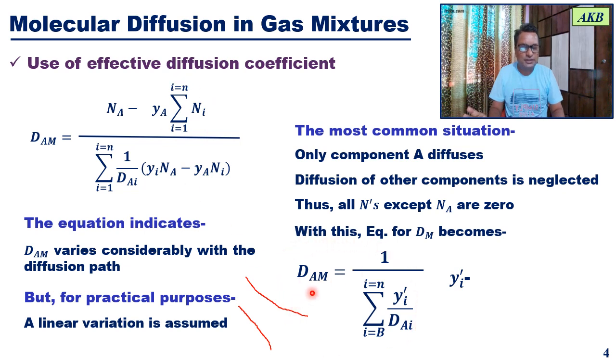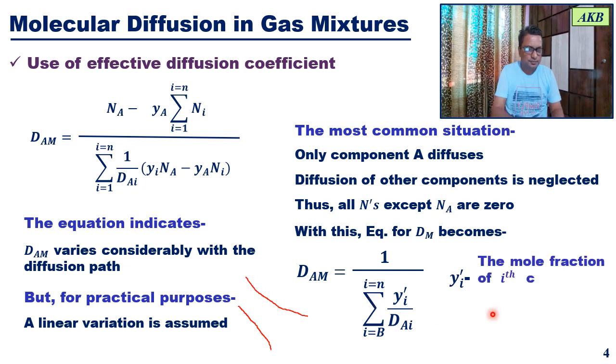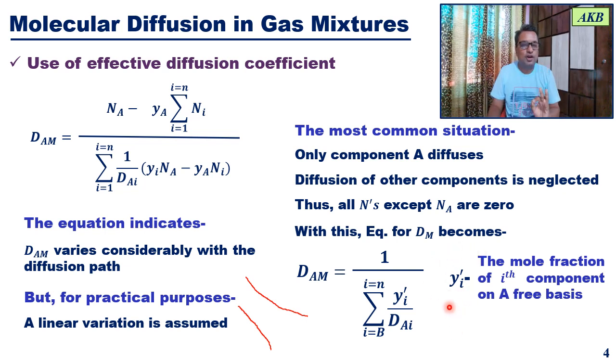And what is that simple form? DAM is equal to 1 upon summation of yi dash upon DAi, as i goes from B to N. So here, what is yi dash? Yi dash is the mole fraction of ith component on A free basis. I am going to explain how to get this yi dash. For the time being, understand this is the mole fraction of ith component on A free basis. While calculating the mole fraction for ith component, A is not considered. That's why we call it the mole fraction of ith component on A free basis.